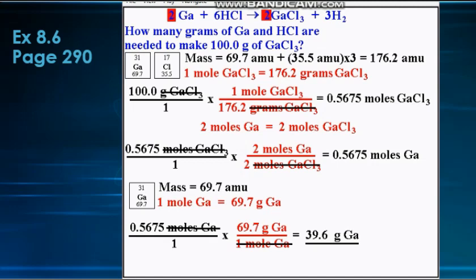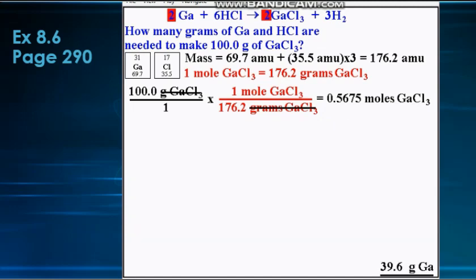So I'm going to do that. Let me save this answer, 39.6 grams of Ga, so that we don't forget it. And so I'll put it on the bottom right-hand corner. And I'll erase the stuff having to do with Ga. And now let's start the calculation for HCl.